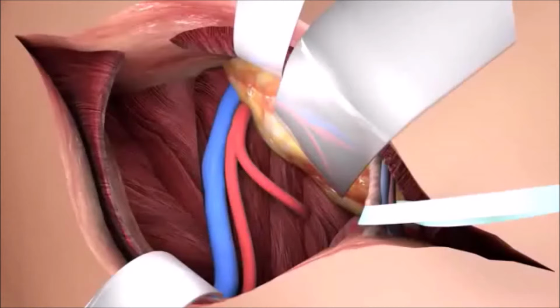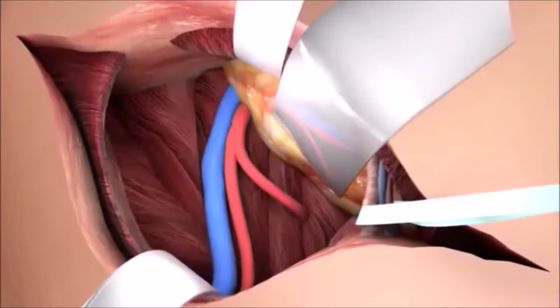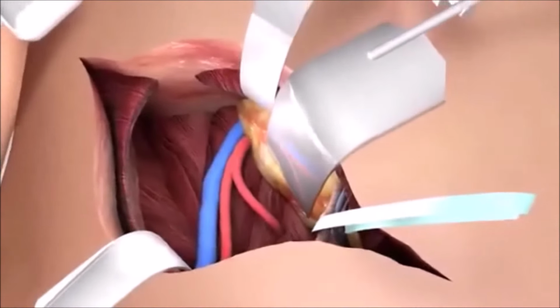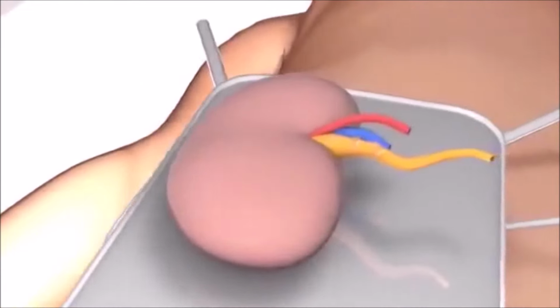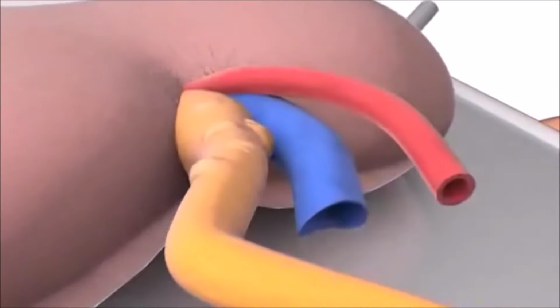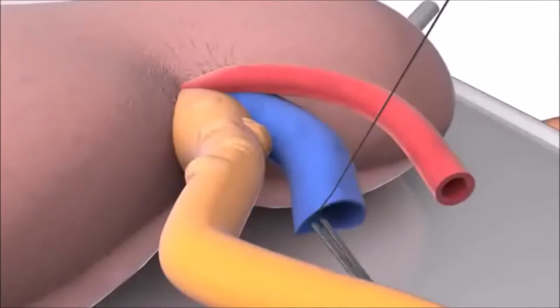The common external and internal iliac artery and vein are identified and dissected from fatty tissue and lymphatic tissue to make clamping of the vessels possible. The iliac arteries are investigated by palpation for atherosclerosis. The kidney is now retrieved from cold storage. In this animation, it has already been prepared for transplantation and pre-transplant biopsy has been taken.